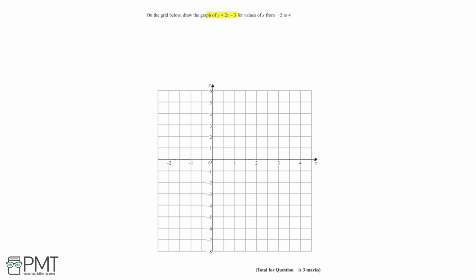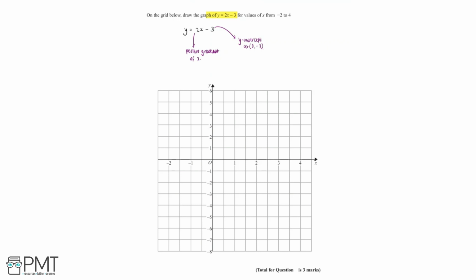Now let's start by considering what the line y equals 2x minus 3 really means. We can recognise that this is in the form of y equals mx plus c, and so we can see that this line is a straight line graph. Now the minus 3 suggests that we have a y-intercept at the point (0, minus 3), and the 2x suggests that we have a positive gradient of 2. Now let's see how we represent this on the grid below.